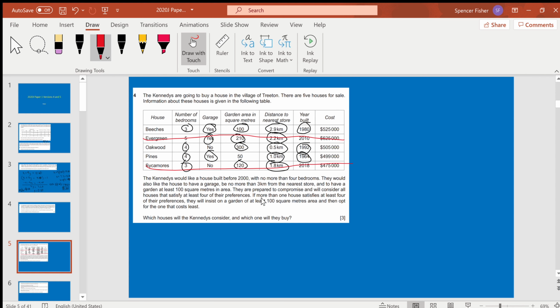If more than one house satisfies at least 4 of their preferences, they will insist on a garden of at least 100 square meters in area. Now, 50 is not over 100 square meters, so at this point we can eliminate pines. So now it's between beeches and oakwood, and they say if there's still a tie, then they're going to opt for the one that costs the least, which in this case is oakwood.